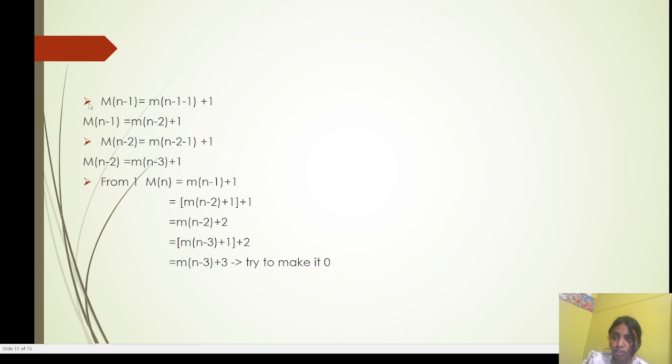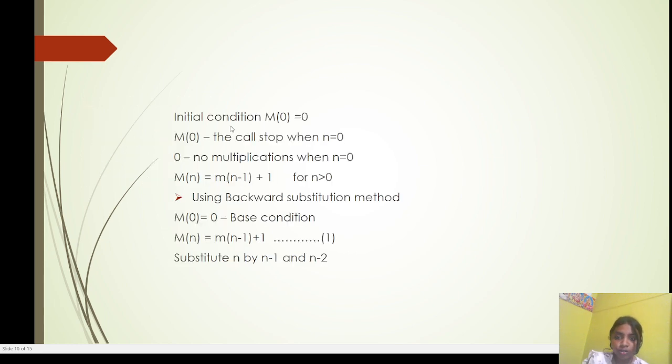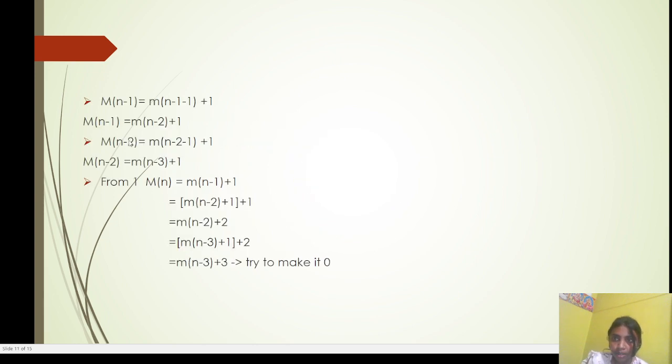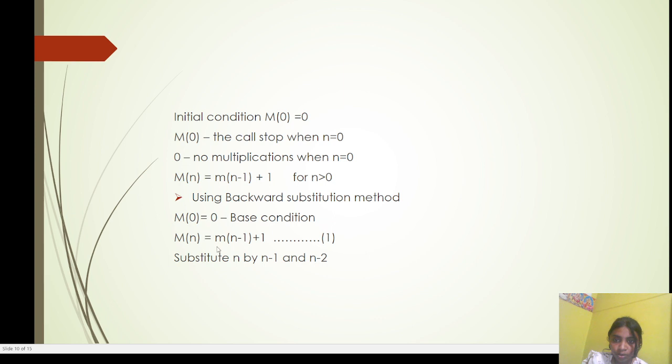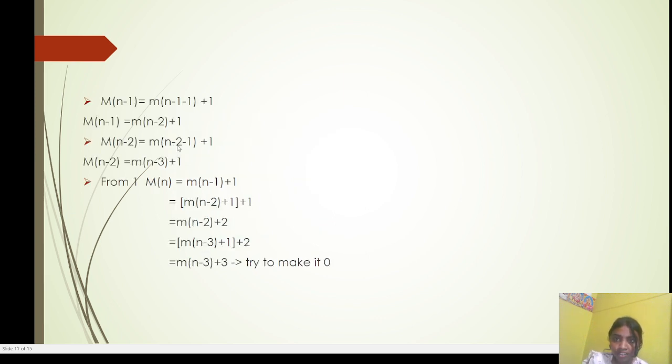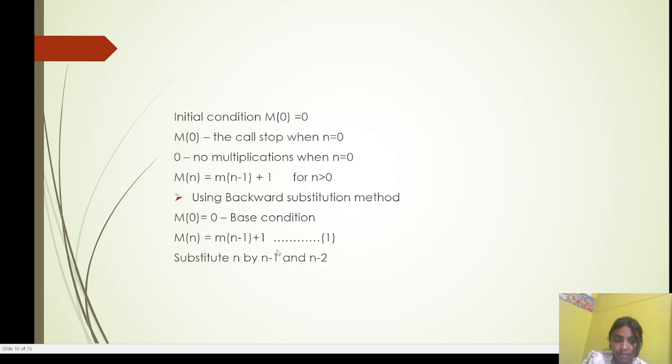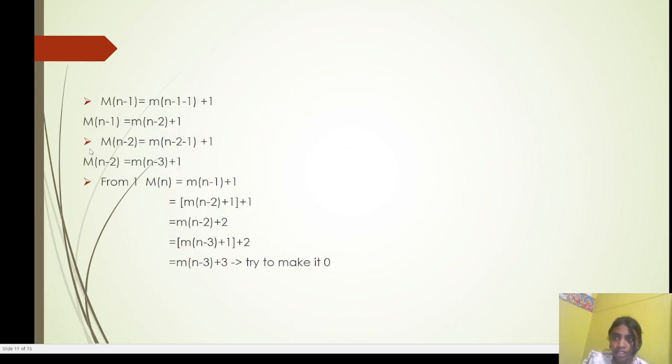Next, you need to substitute the value of n with n minus 2. When you substitute n minus 2, you need to substitute m of n minus 2 minus 1. It becomes m of n minus 2 minus 1, and the plus 1 stays as it is. So m of n minus 2 is equal to m of n minus 3 plus 1.